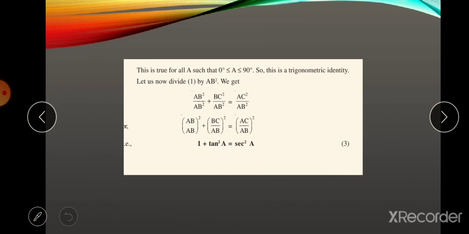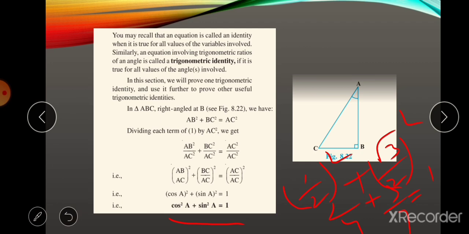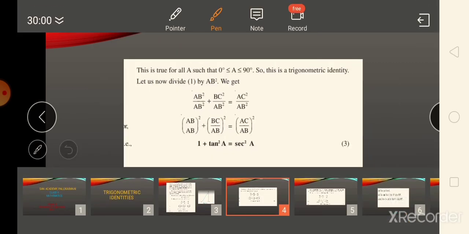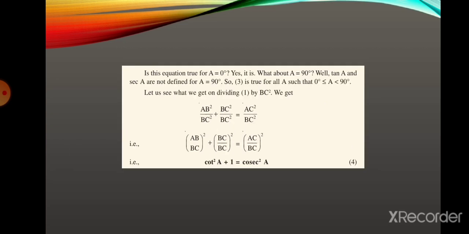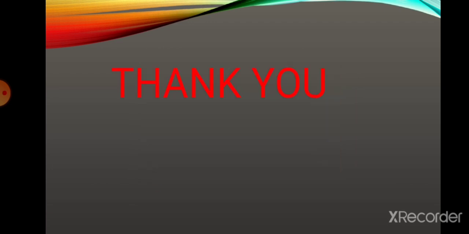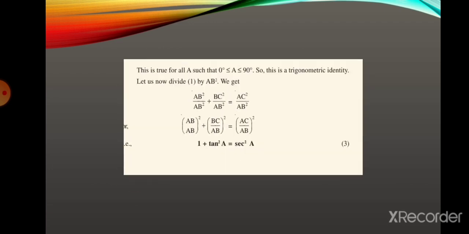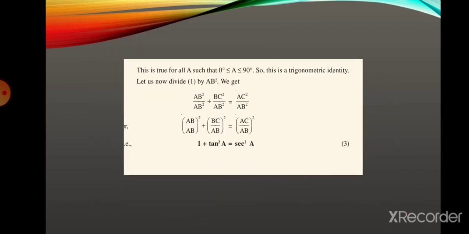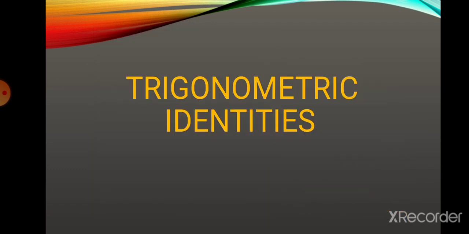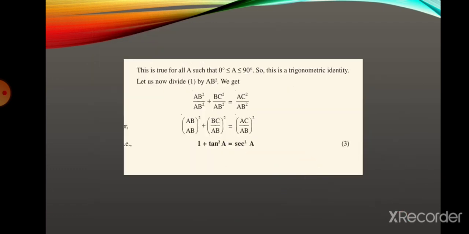In the previous one, we divided the Pythagoras theorem by AC square. Now we have to divide here. AB square plus BC square is equal to AC square. So what is here AC square? What is here AC?